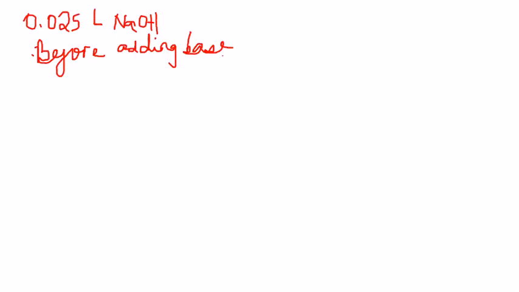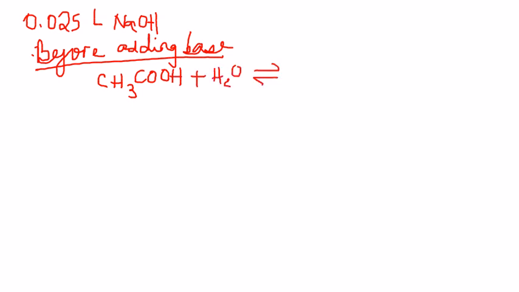Now, before you have added any base, the only thing you have in there is acetic acid, right? And that acetic acid is going to react with water, and it's going to go through a partial ionization and give you hydronium, and it's going to give you the acetate.